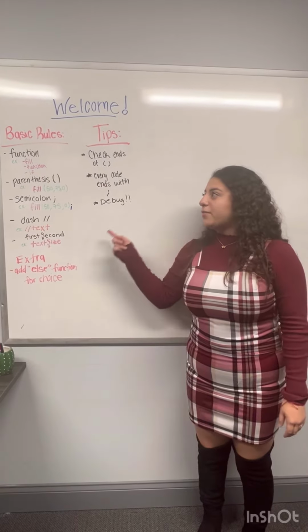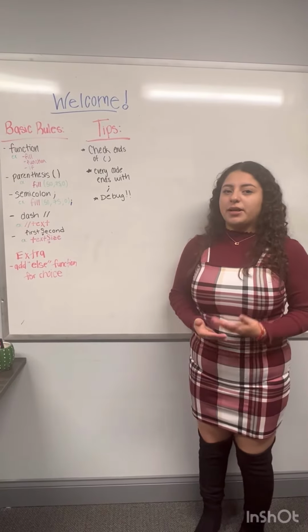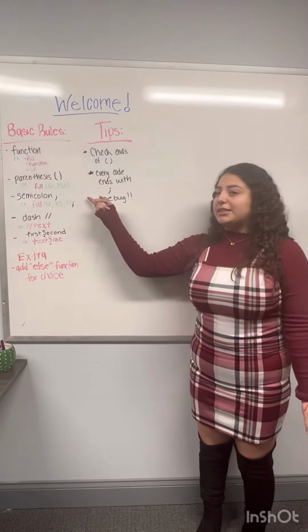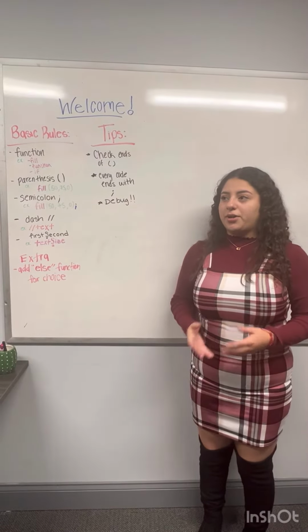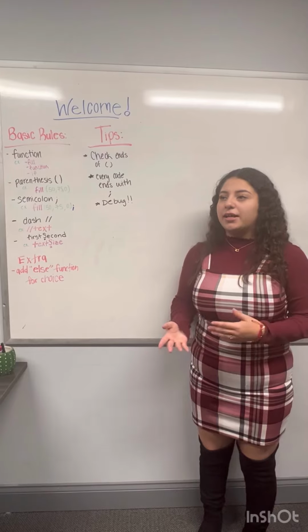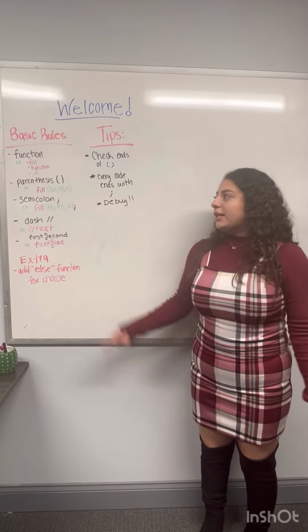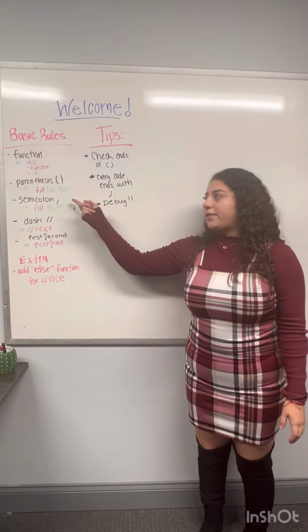Some examples are fill, function, and if, and this is going to paint a different color in your code. Next, we're going to have parentheses, which is additional information for your code. It's going to tell the size, the color, or where it's going to be placed. This is an example, as it tells the size of the shape.